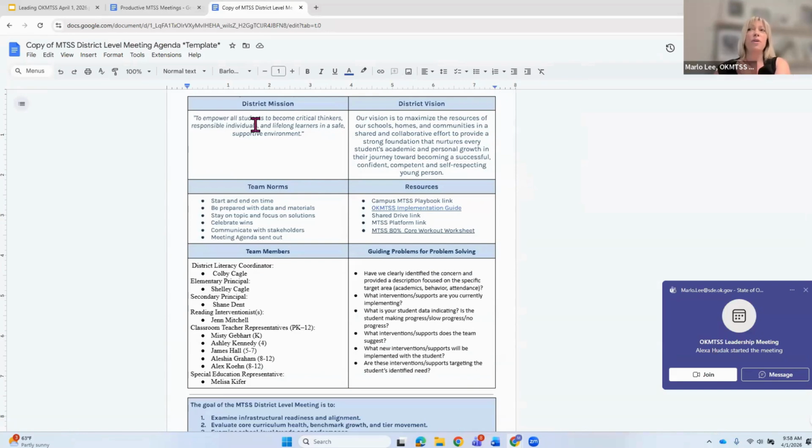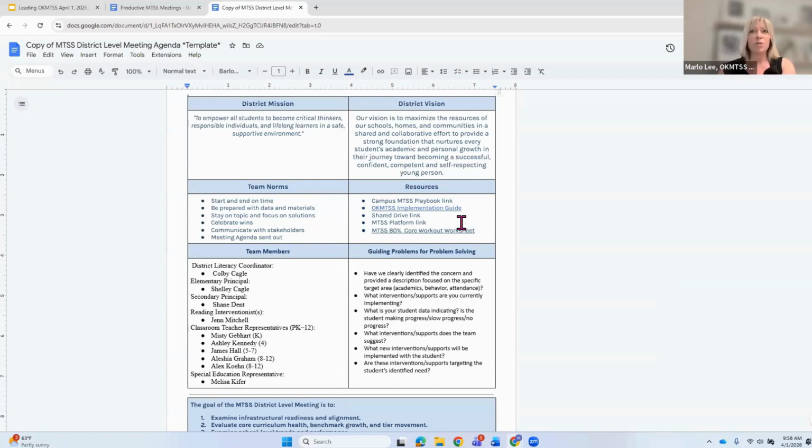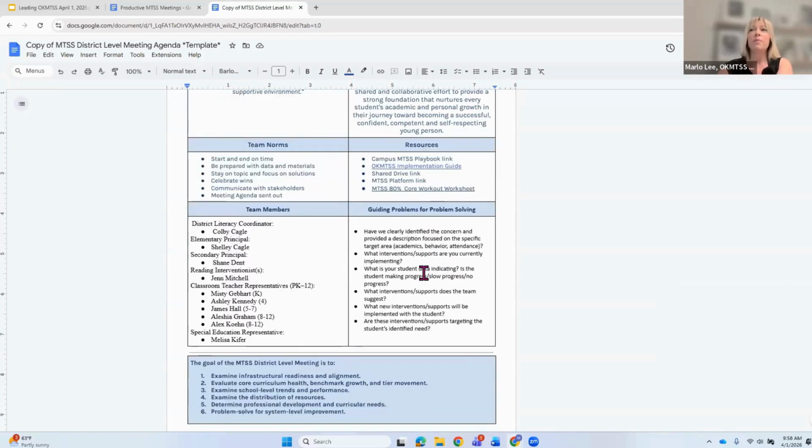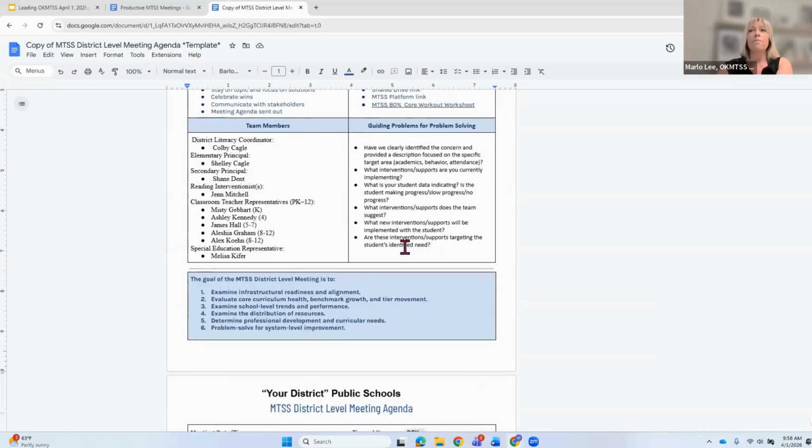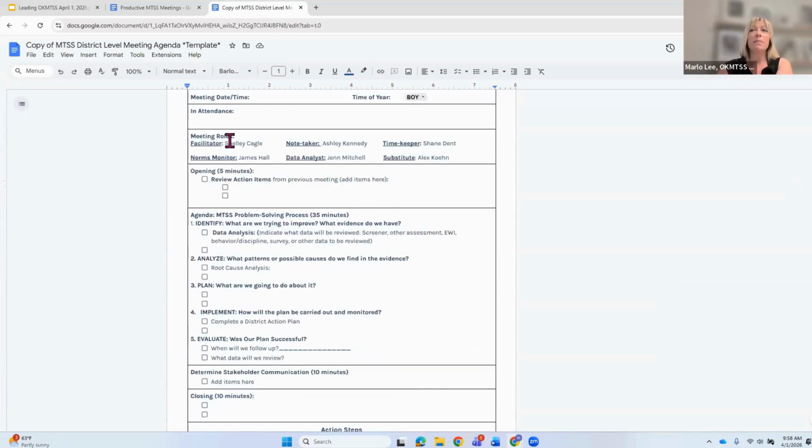In this, you can put your mission and vision, your team norms. I have a norming activity in that previous link that I just showed you. If you don't have norms, you can do that norming activity in one meeting and then have those. It's really great for buy-in if you do those together. You can link specific resources in here, like a specific data collection tool or some kind of dashboard. You have your team members, the goal of your meeting, and then this is the main meeting.